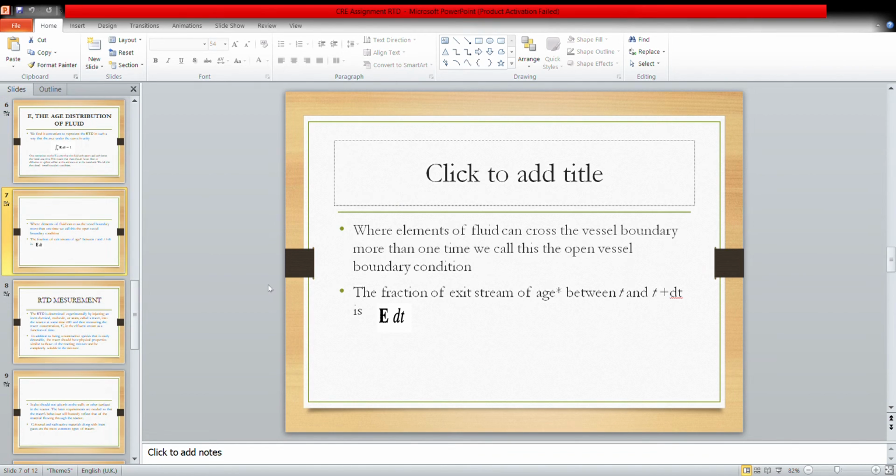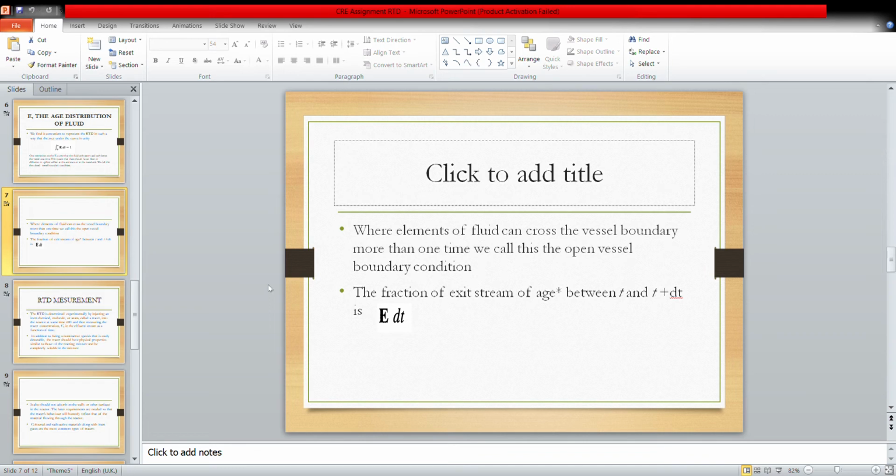Now we see the open vessel boundary condition. Unlike the closed vessel boundary condition, where elements of fluid can cross the vessel boundary only one time, here the fluid can cross the boundary, the entrance and exit, more than one time. We call this condition the open vessel boundary condition.